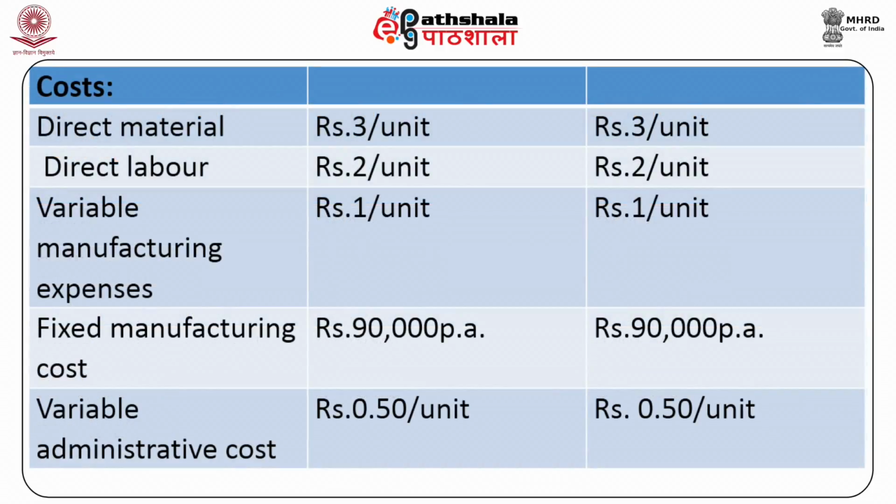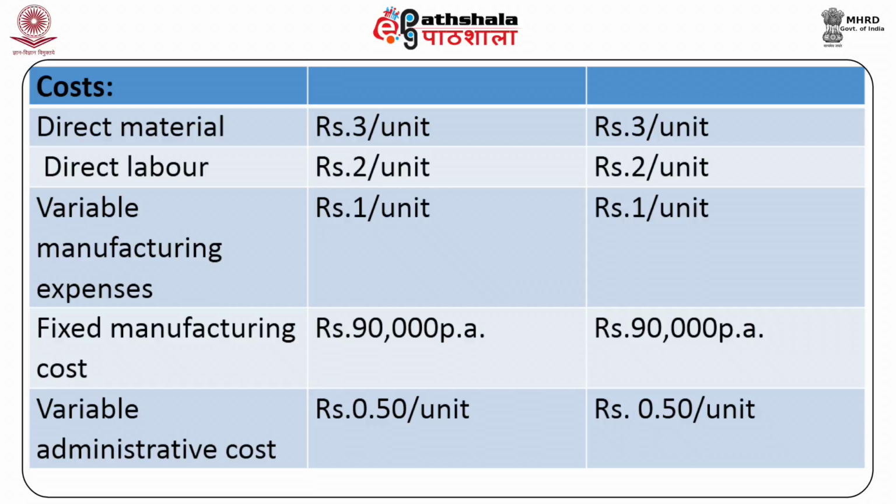The costs include direct material, which is rupees 3 per unit and 3 per unit. Direct labor for each year is rupees 2 per unit. The variable manufacturing expense is rupees 1 per unit. Fixed manufacturing cost is rupees 90,000 per annum each year.